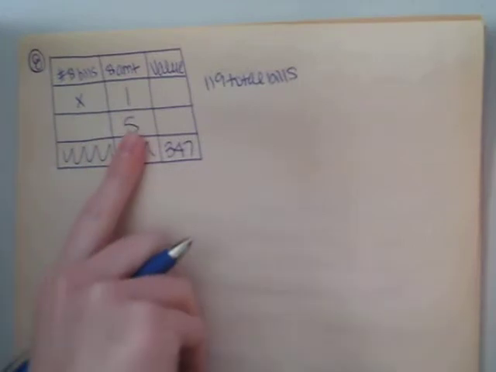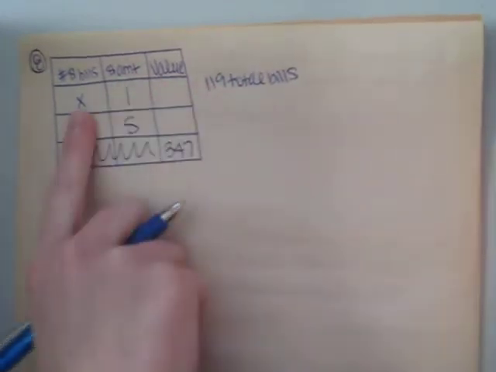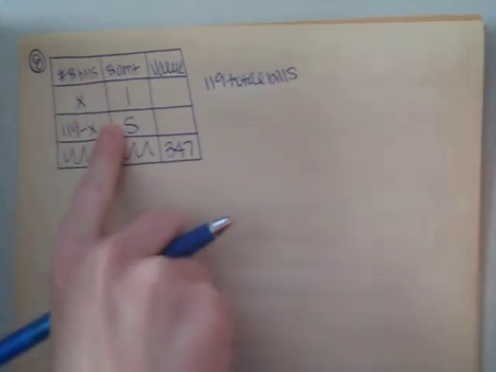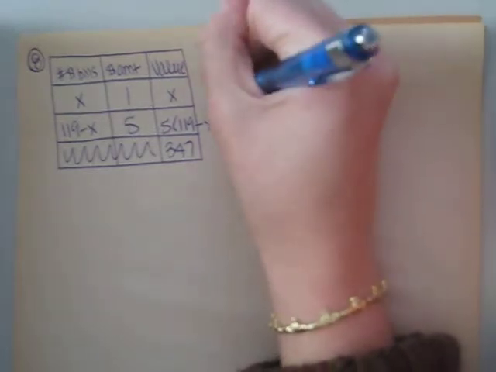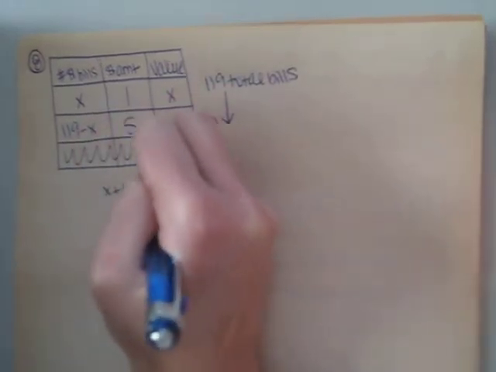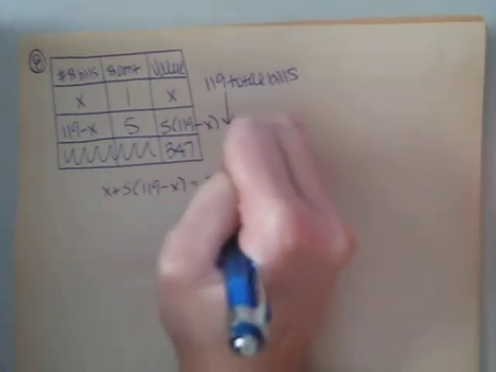So the dollar bills plus the $5 bills have to add up to 119. So if the dollar bills is represented as X, that means that the $5 bills would be 119 minus X. And if you were to add these together, you'll get 119. I multiply across. 1 times X is just 1X, or simply X. And here the value for the $5 bills is 5 times 119 minus X. And just like with number 5, I'm going to add the first 2 columns to get the total. So X plus 5 times 119 minus X equals 347.